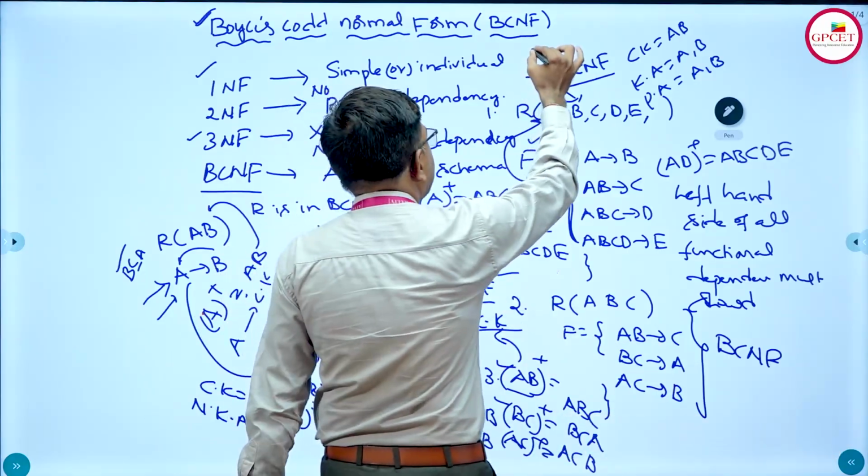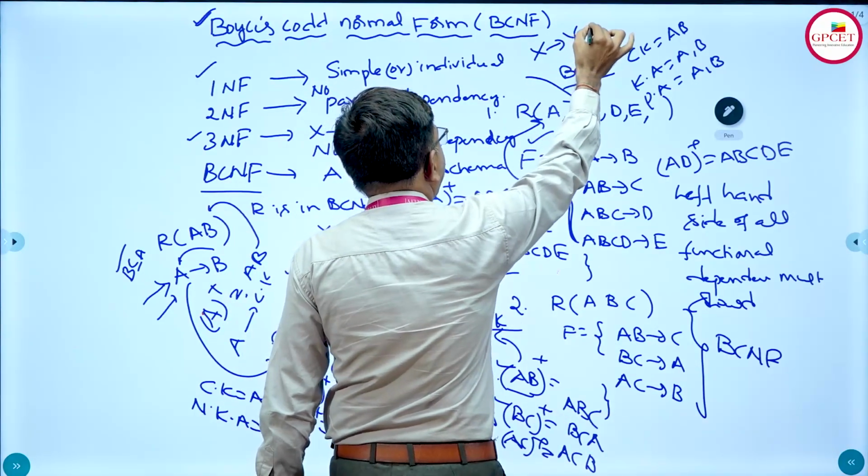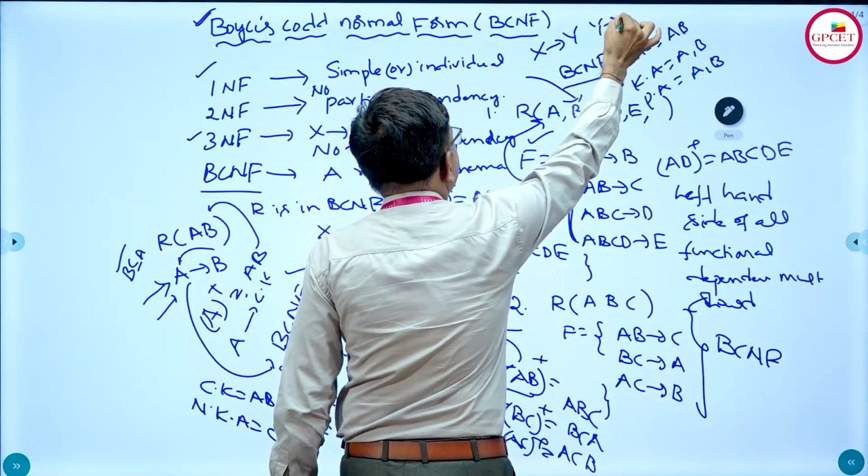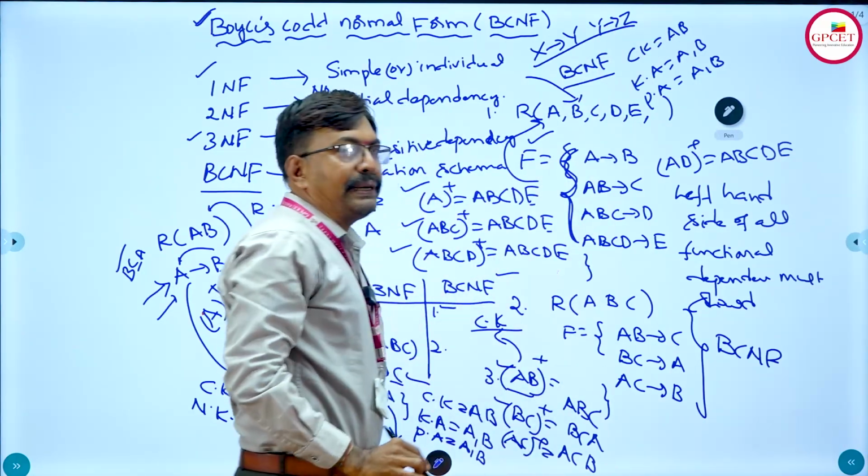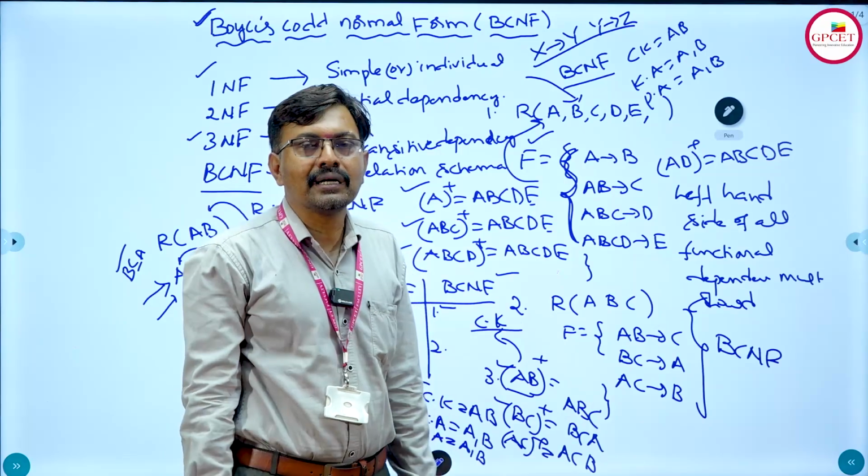What is meant by transitive dependency? I think you are familiar: X tends to Y and Y tends to Z. It is a transitive dependency. Remove transitive dependency in third normal form.